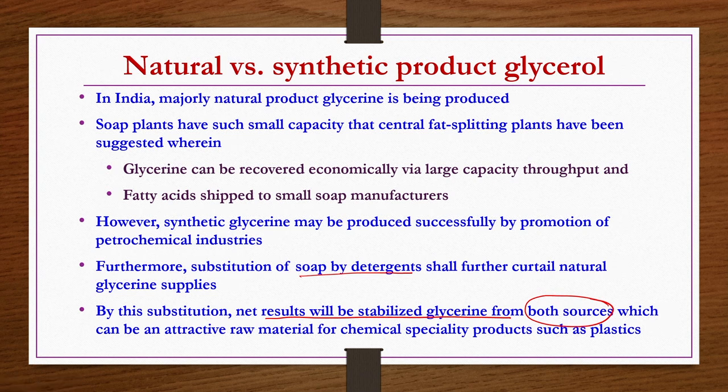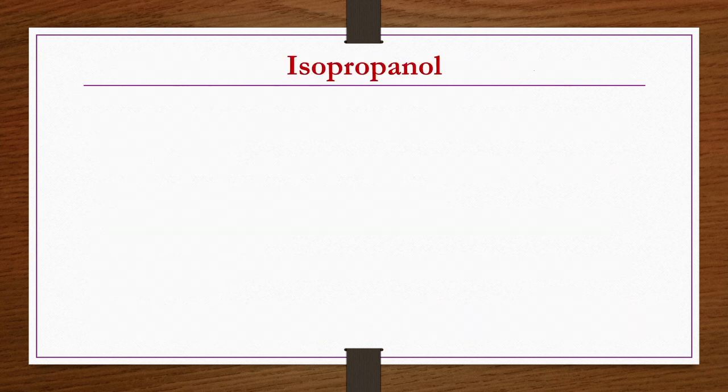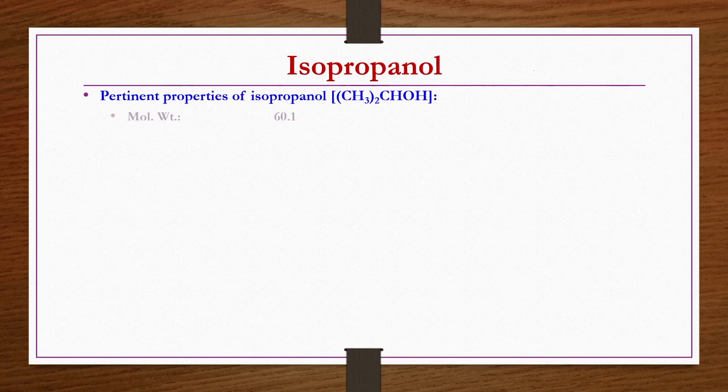Okay? So, because this glycerol can be an attractive raw material for production of different types of specialty chemicals such as plastics, etc. Now, we discuss production of isopropanol. Before going into the production details, we have the pertinent properties of isopropanol here.